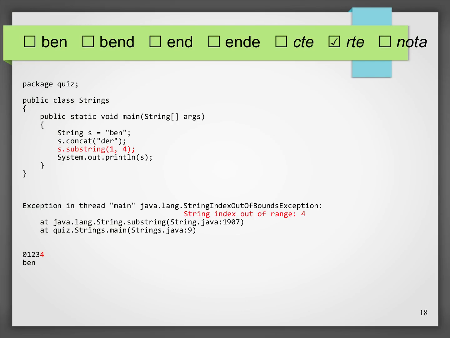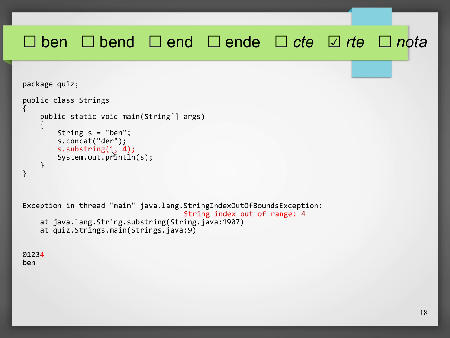Okay. So, at this point in time, s still has the value ben. As you can see here, ben has valid indices 0, 1, and 2, and 3 is the first index after ben. This is very important. And 4 is an invalid index, right? I can't say I want a string starting here and ending here. This is an exclusive index. So I could say 1,3, then I would get en, and then it would stop here. This is a stopping point, basically, an exclusive index. And if I wanted to have the whole string, I would say 0,3. Then I would get ben.